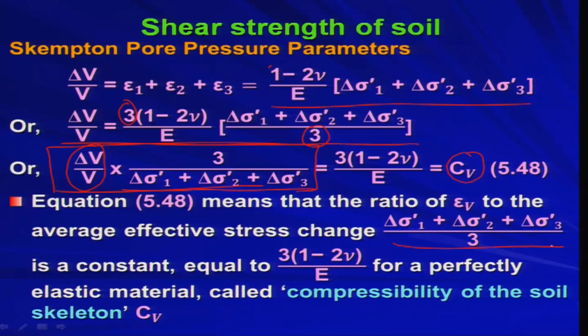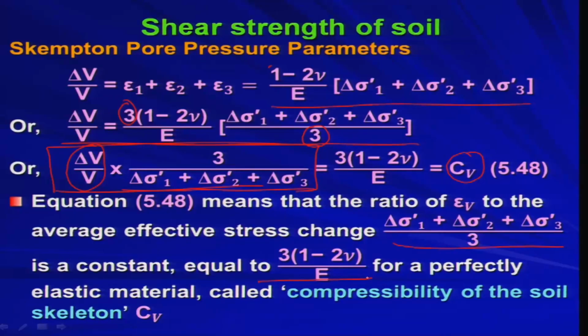So, whatever changes are made to sigma 1 prime, this is the average of that: all 3 stress components divided by 3. Okay. So, the ratio of epsilon V to the average effective stress is a constant and is equal to 3 into (1 minus 2 nu) divided by E, right. This is a constant, all the times it will be constant. So, whatever volumetric strain you are getting and whatever average effective stress is there, the ratio will always be constant.